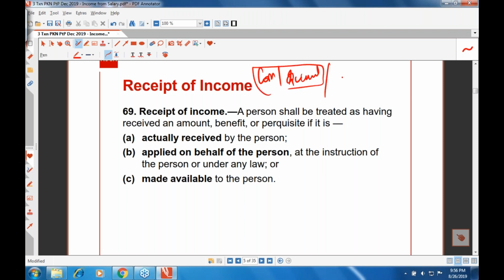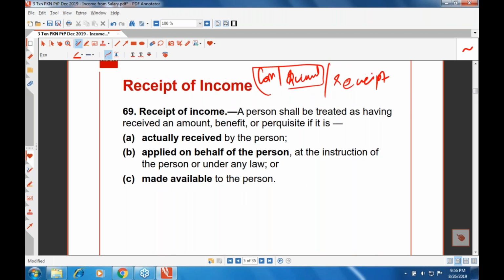So just like cash or accrual basis, there is also a concept called receipt basis. Now, what exactly do you mean by receipt basis? Let's try to understand the concept of receipt basis.